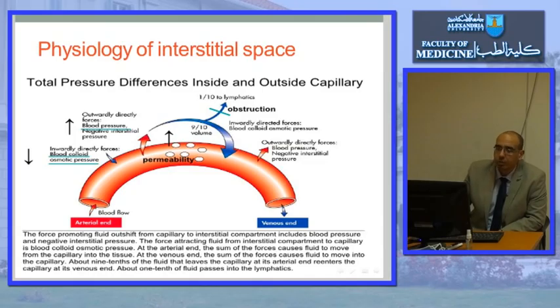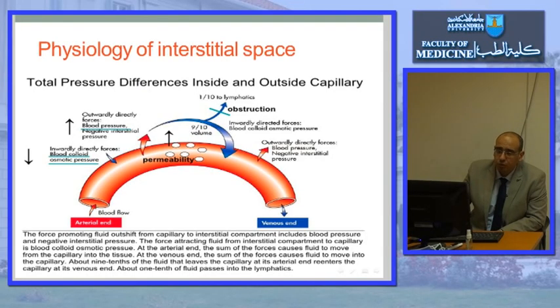What will cause the osmotic pressure to be decreased? Hypoalbuminemia, decreased albumin, as in cases of decreased synthesis of albumin in liver failure, or increased loss of albumin in heavy proteinuria and nephrotic syndrome, or decreased intake of albumin in cases of malnutrition. All of these causes will cause decreased albumin, decreased osmotic pressure, decreased passage back of fluids to the inside of the blood vessel.